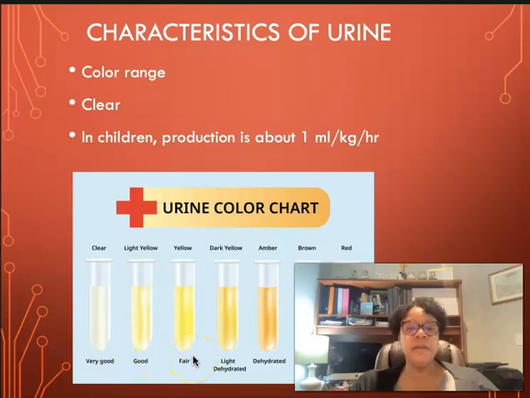Just as a reminder, in children, we like to look for 1 ml per kilo per hour of output. Infants can have a little bit more because they are taking in mostly fluid, but in all, we want it to be 1 milliliter per kilogram per hour. You do need to review how to calculate output as well as the maintenance rate for children, because you are going to see that again on this exam.